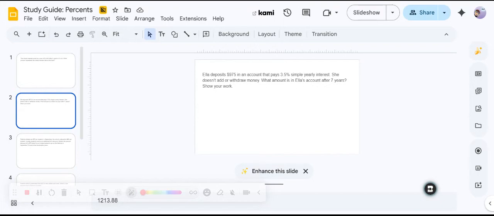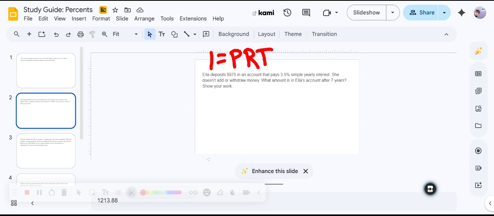All right, here's problem number 2. It tells us that Ella deposits $975 in an account that pays 3.5% simple yearly interest. She doesn't add or withdraw money. What amount is in Ella's account after 7 years? Show your work. So remember, our formula is interest equals principal times rate times time. So I think we're going to have to find the interest first and then add it back to the amount she started with.